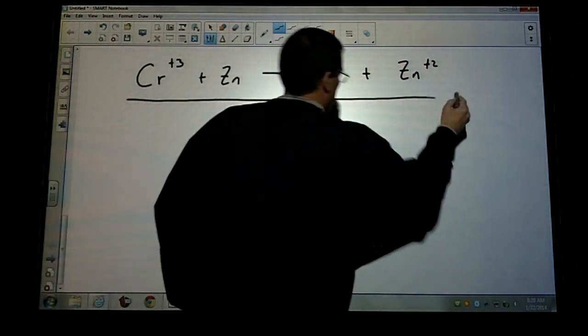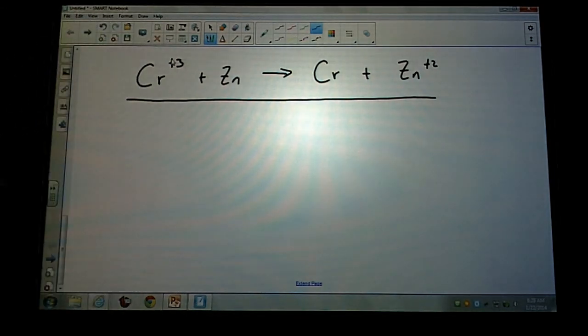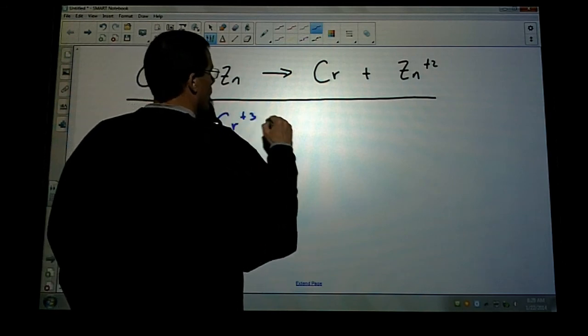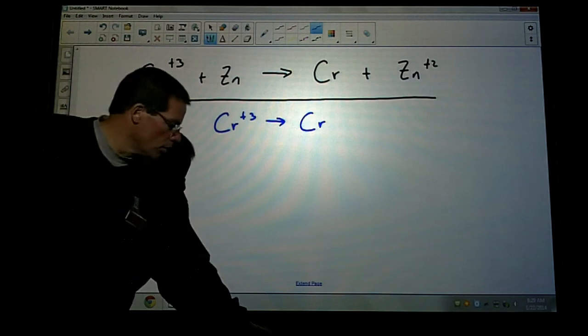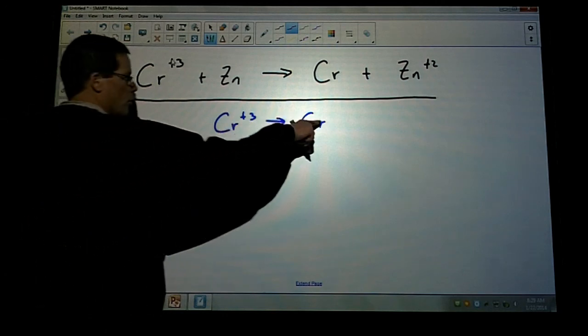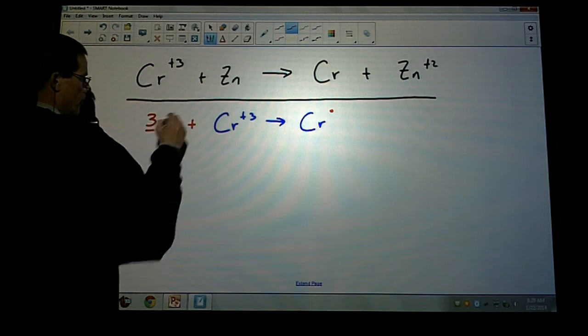All right. So let's look at the half reactions. Which one do you want to do first? Chromium? Okay. So chromium plus 3 going to chromium, no charge. Let's just cut to the chase. Where are the electrons going? Left side. Very good. And how many? 3. Very good, because there's no charge here. So that means we need 3 electrons. Okay?